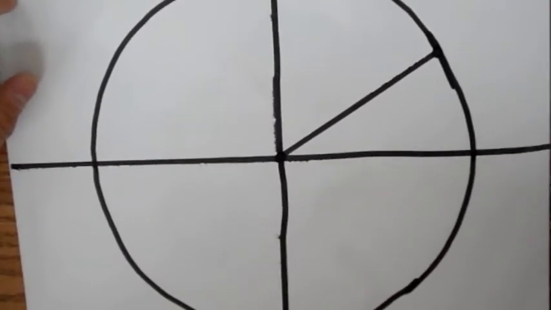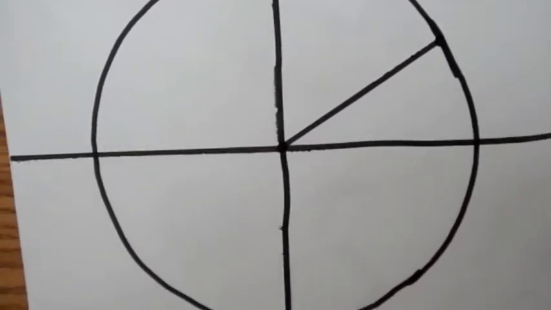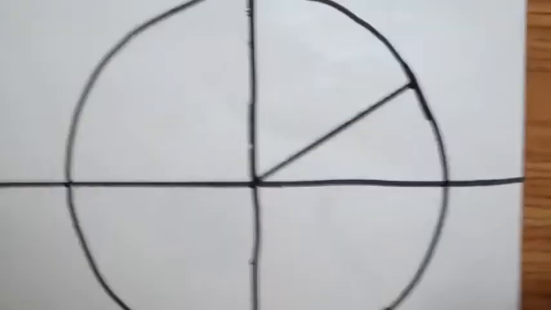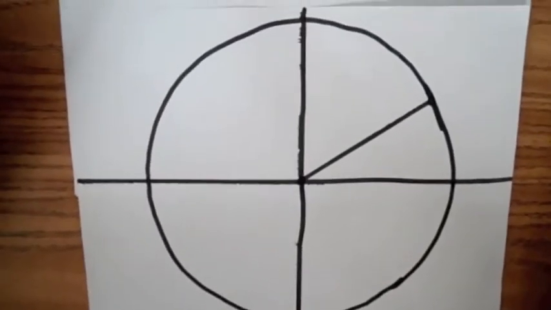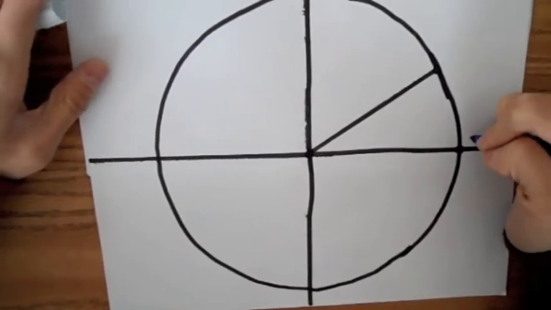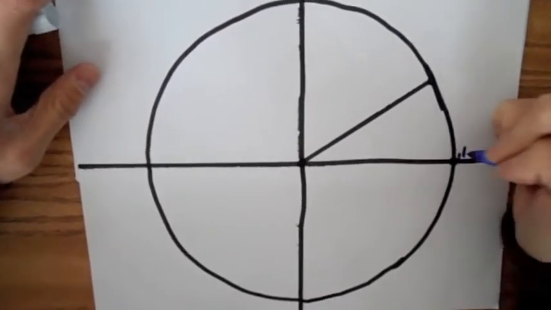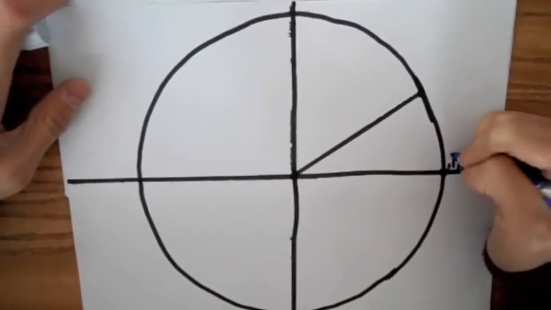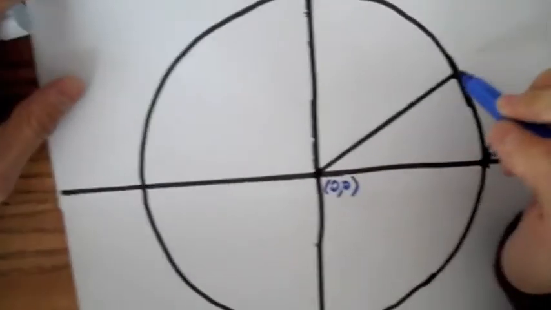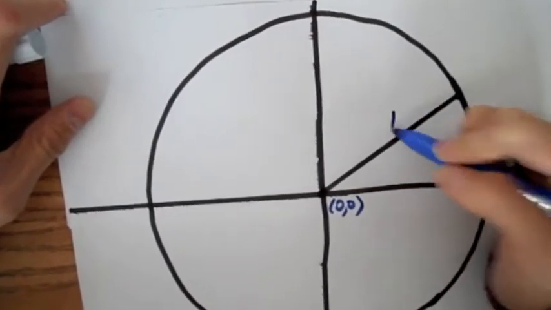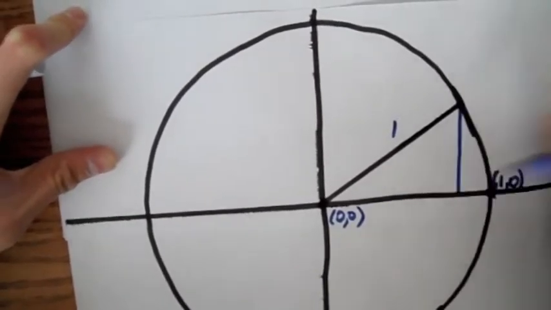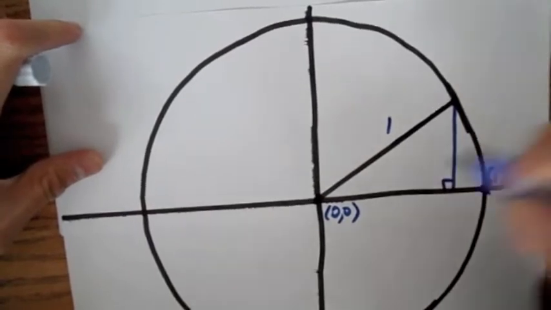So today I'm going to talk about the unit circle. So let's just say this point is 1, 0. This point is the origin. This radius length is 1. Let's make a line right here to create a right triangle.